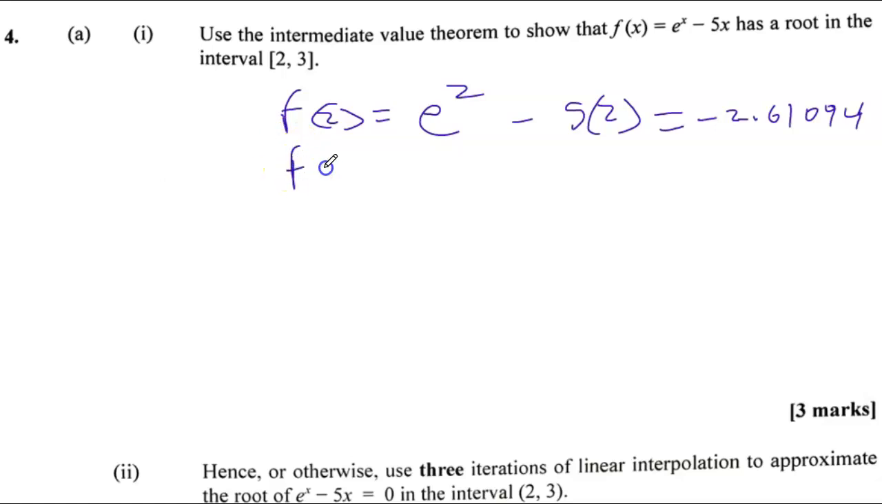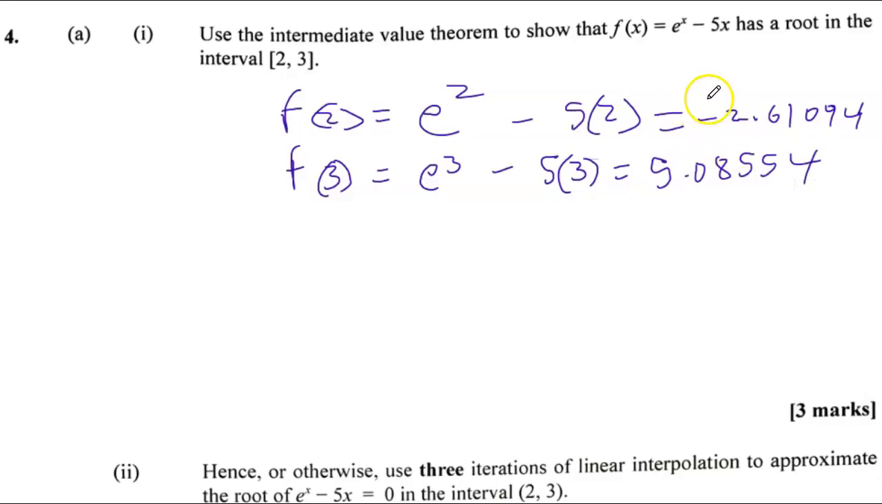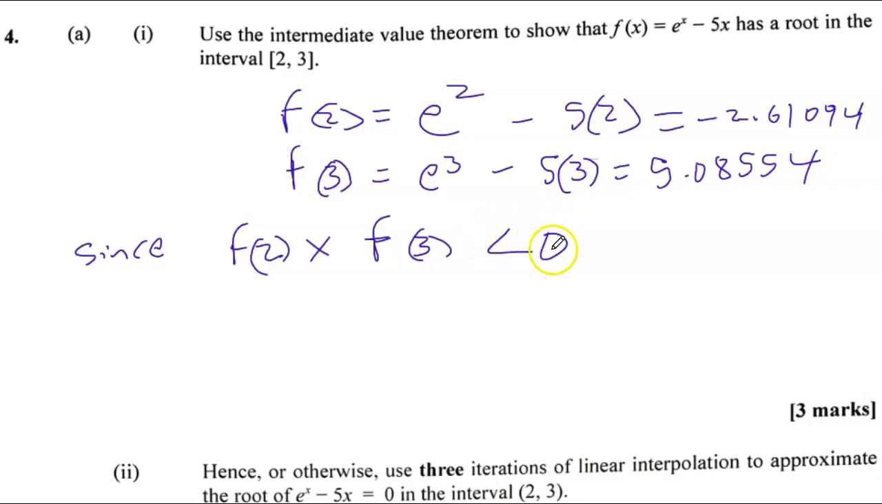And f of 3 will be e cubed, replacing x with 3 again, minus 5 times 3 this time. You punch that in your calculator, and using 5 decimal places, I end up with 5.08554. So notice the signs are different. Since f of 2 is a negative value, times f of 3, which is a positive value, you multiply a negative value times a positive value, you will get a negative value. So it's less than 0.